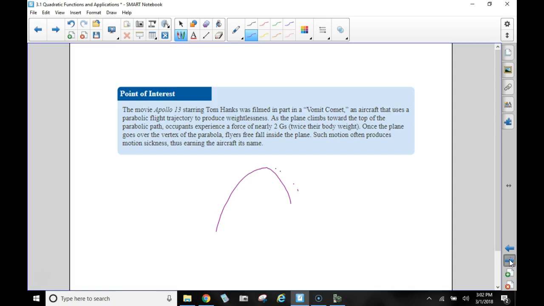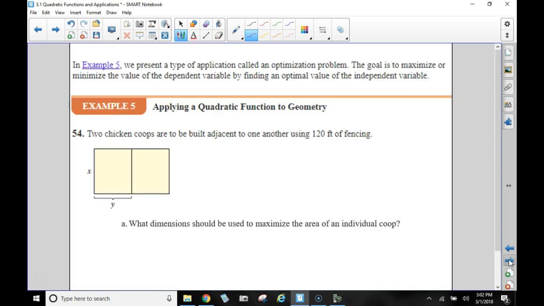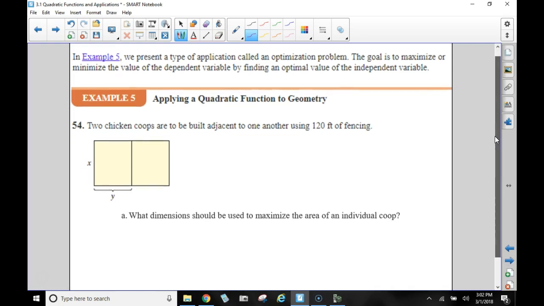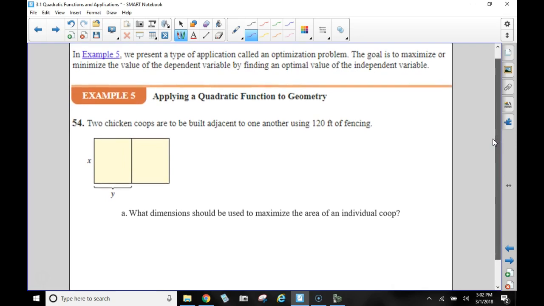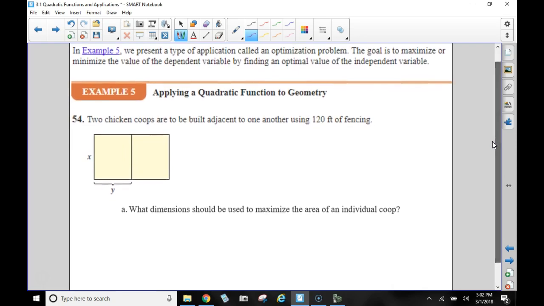All right. So parabolas make other people want to throw up too, not just you college algebra students. So, all right, let's look at example 5. Here's an application problem called an optimization problem. Now the goal is to maximize or minimize the value of the dependent variable y by finding an optimal value of the independent variable x.